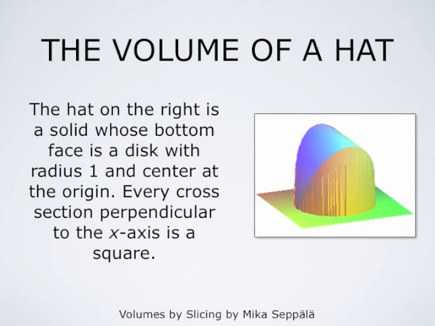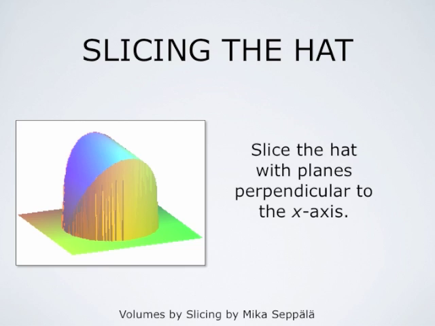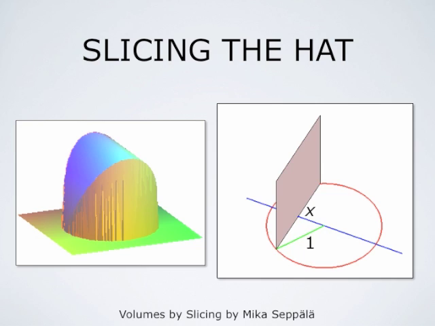Consider a solid that looks a little bit like a hat. The bottom face of this hat is a disk of radius 1 with center at the origin, and every cross-section perpendicular to the x-axis is a square. In order to compute the volume of this hat, we slice the hat with planes perpendicular to the x-axis. Each slice is a square.